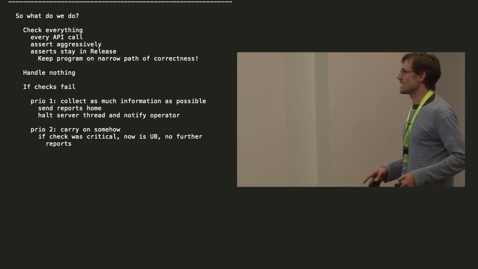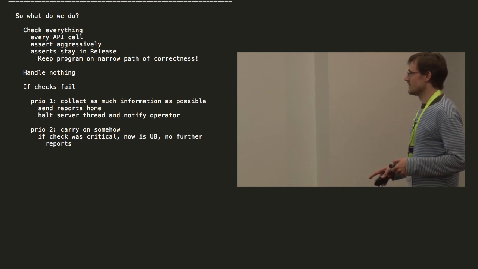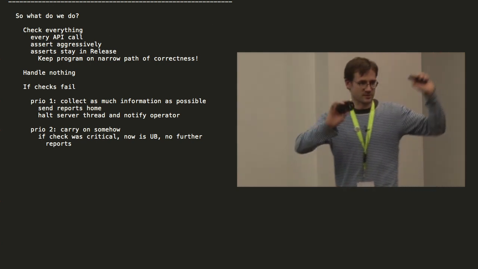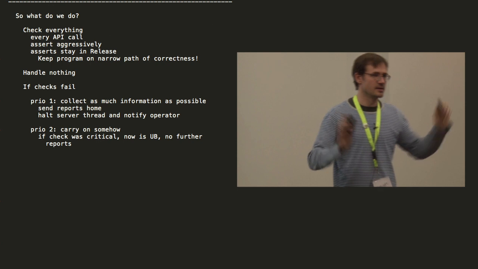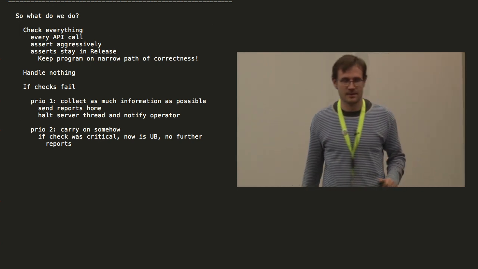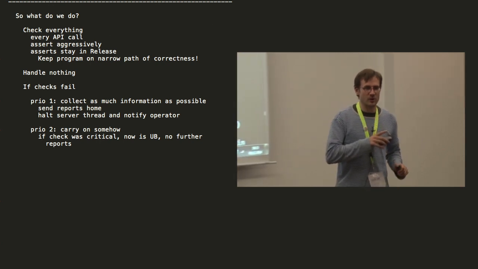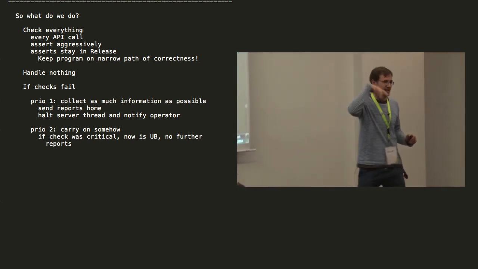Okay, then carry on somehow. Now, if check was critical, now it's undefined behavior. Suppress any further reports. If you hit an assert, that's it. If an API call fails, that's it. You're not reporting anything anymore. This guy went into la la land. Okay? And the only priority is to get that first assert, to fix that. That's your priority.